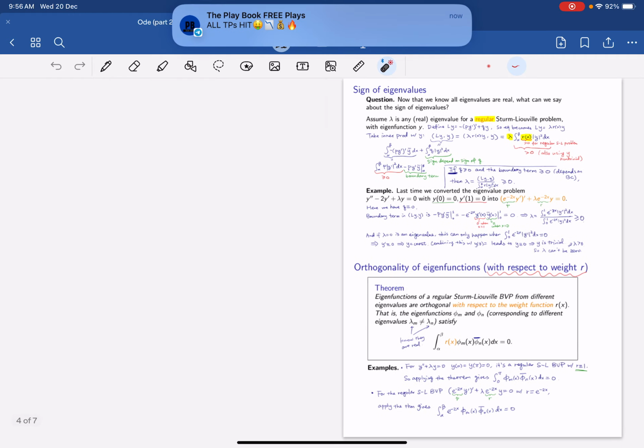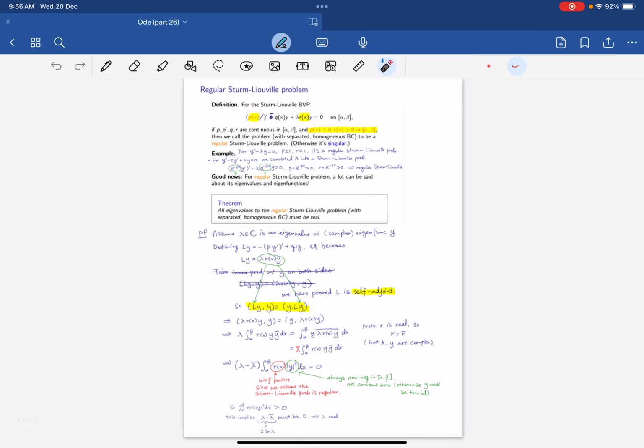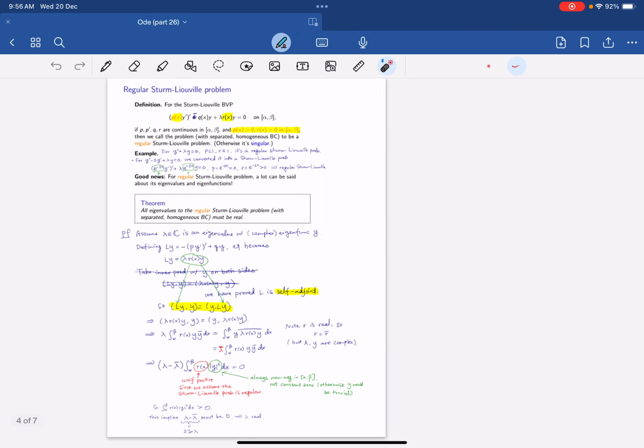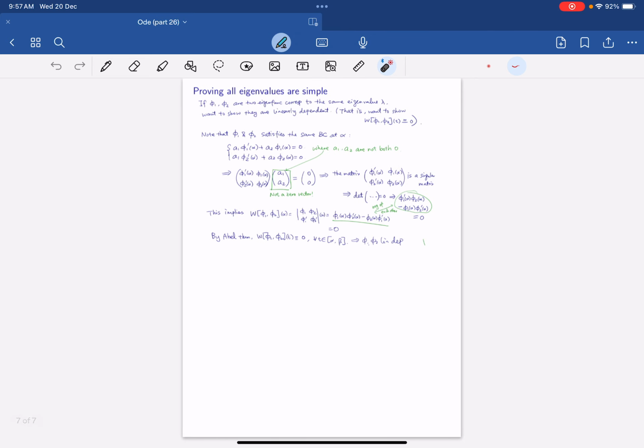So you see how now we have proved the properties of a regular Sturm-Liouville problem, and I hope you have understood more about boundary value problems.